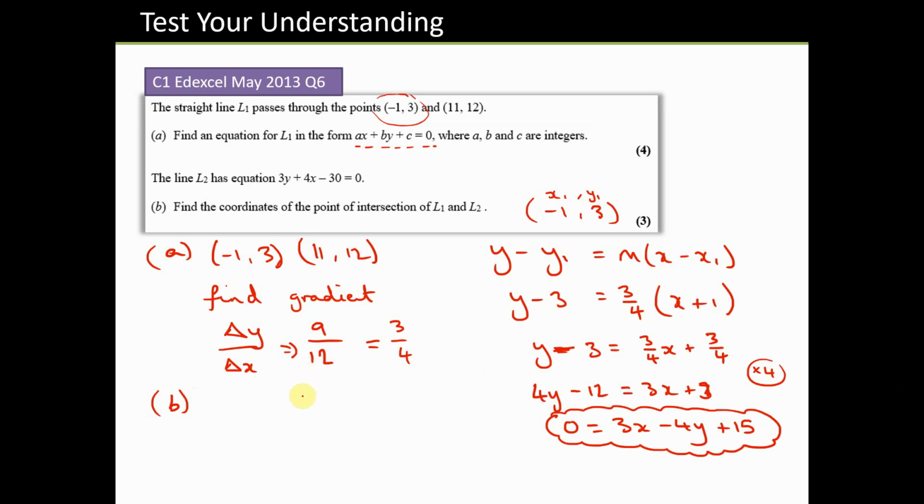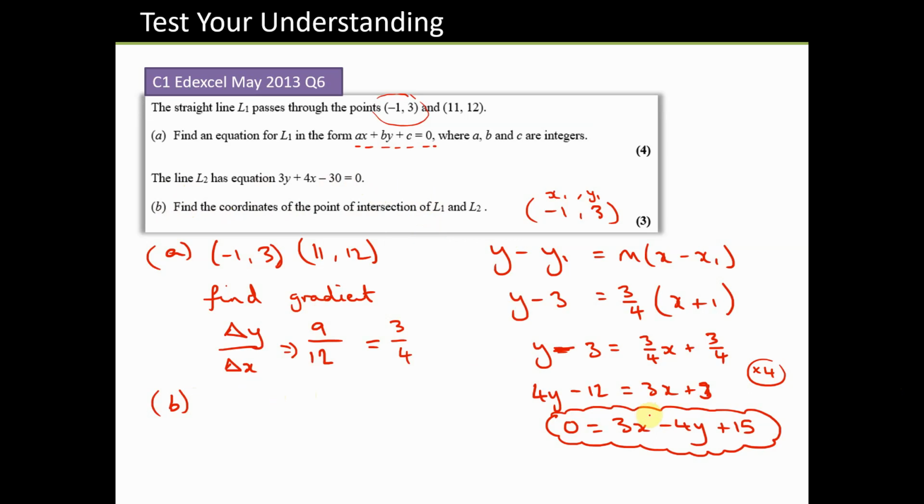You can mark that correct if you had that. We also get another line. Find the coordinates of the point of intersection. So again, this is simultaneous equations. Let's try and find a kind of a smart way to do this.